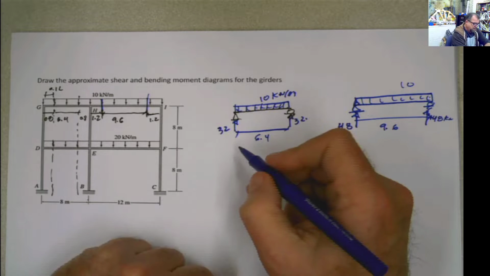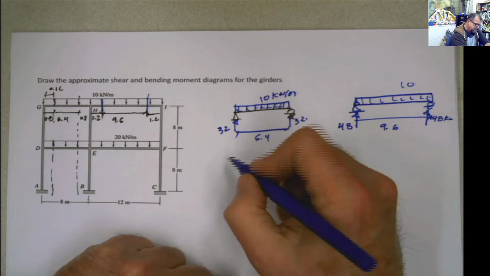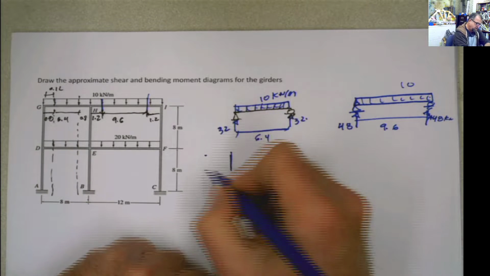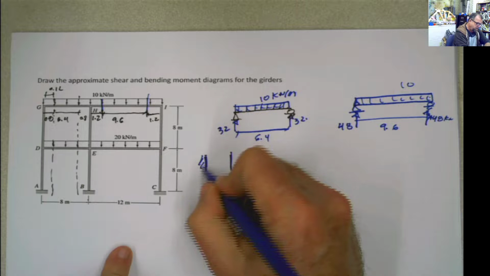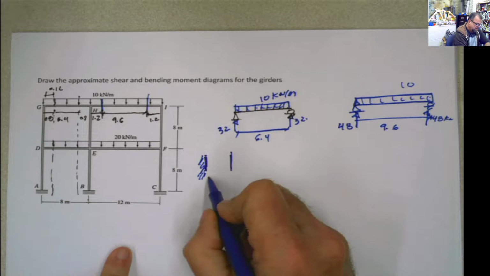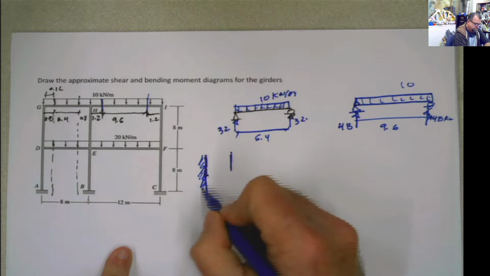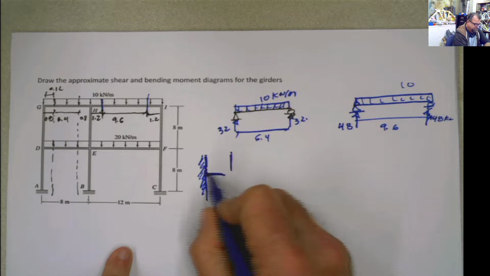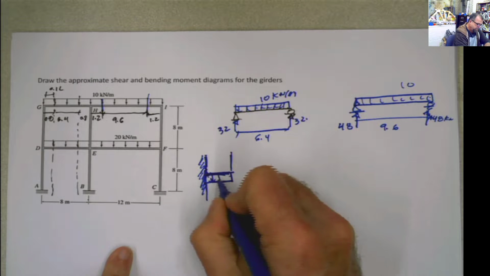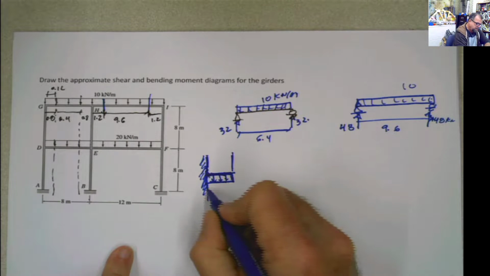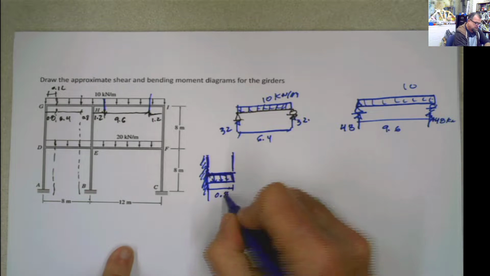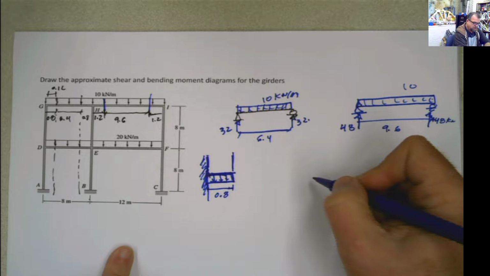Now the other part, the little cantilever, will be here. It's going to be just this, with the load like that. This distance is going to be 0.8. Same on the other side because it's symmetric.